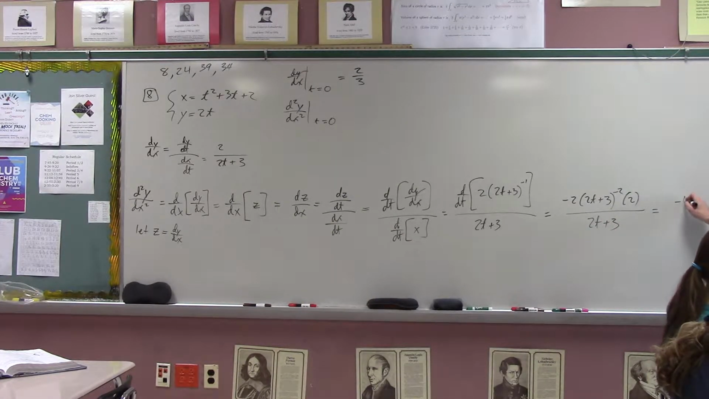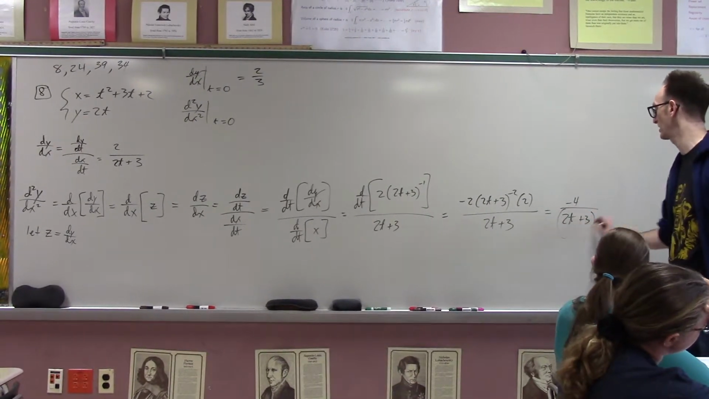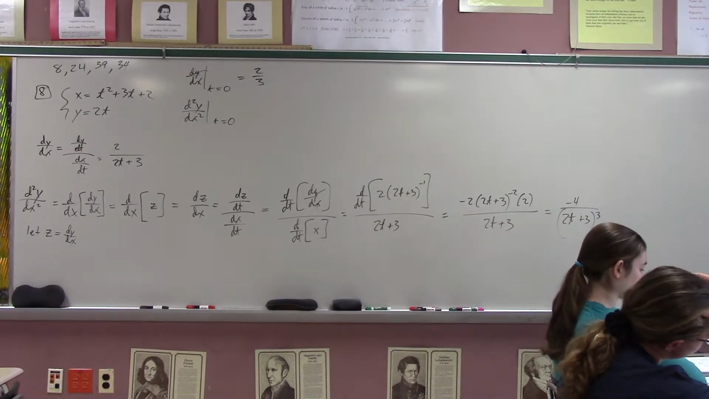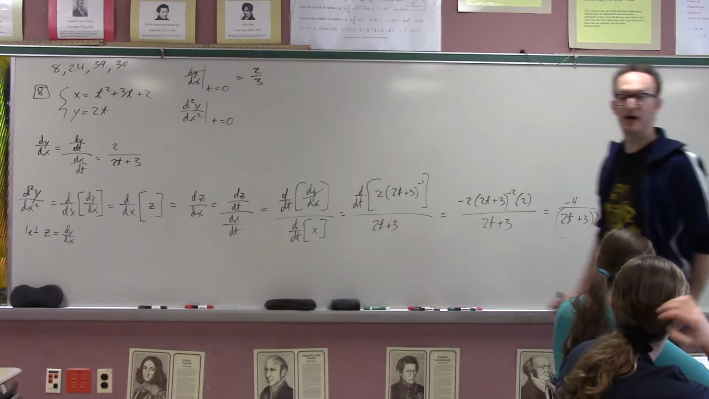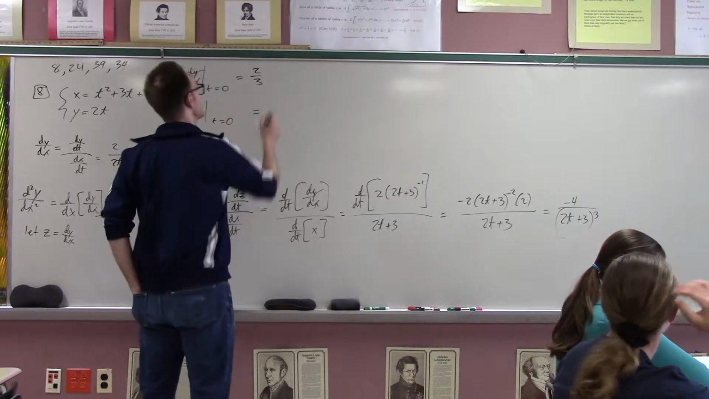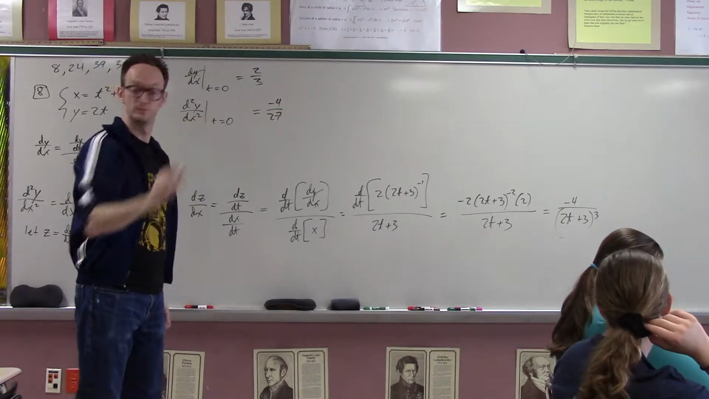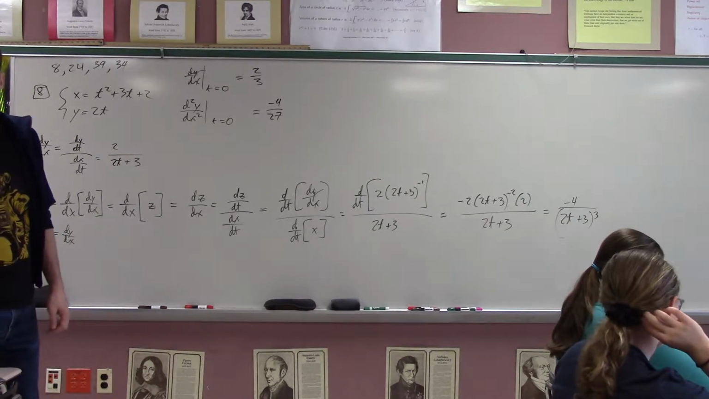So this is negative 4 over (2t plus 3) cubed. And finally, I can plug in 0 and get that this is negative 4 over 27. Who's with me? Have I made a mistake or are we good?